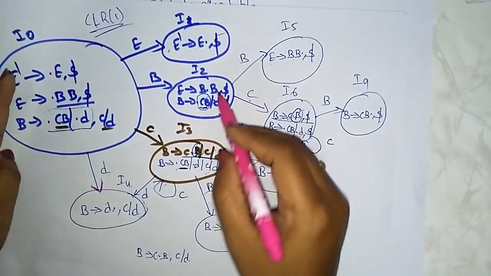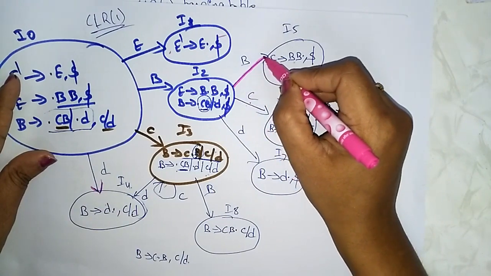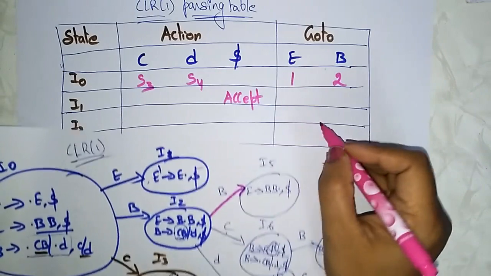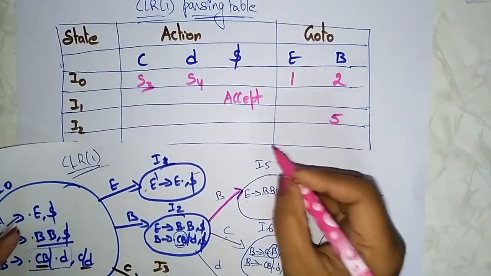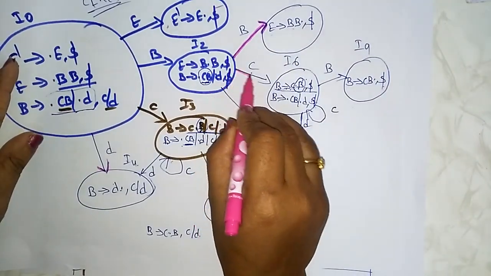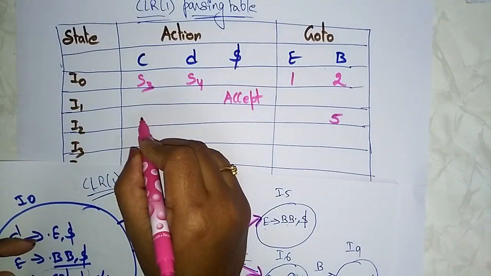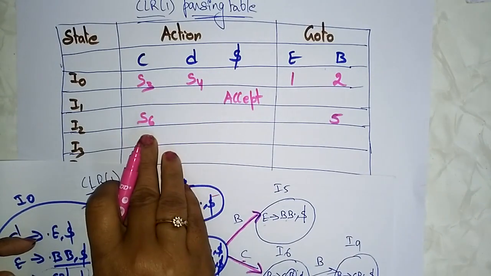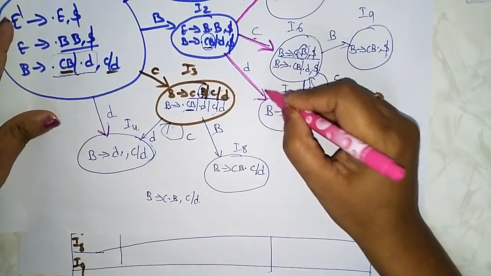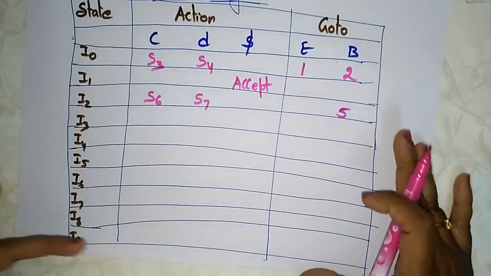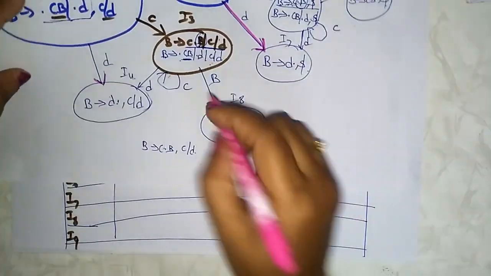Now I2. So I2 on non-terminal B is going to I5, means you need to write the number 5 under B. So I2 on terminal C goes to I6. So under C you need to write S6 because it is a terminal. You need to write the shift number S6. So on D it is going to I7, means S7. Okay.